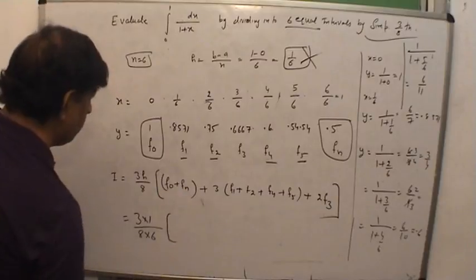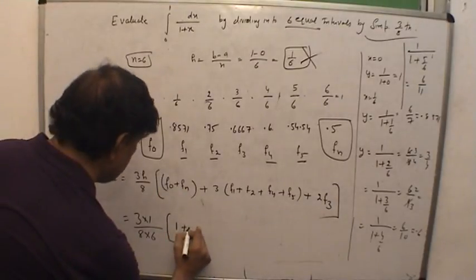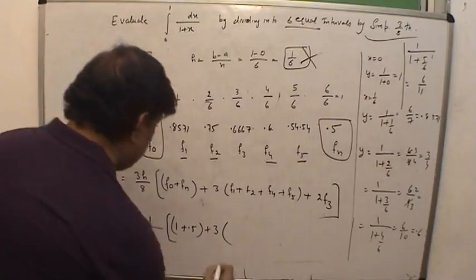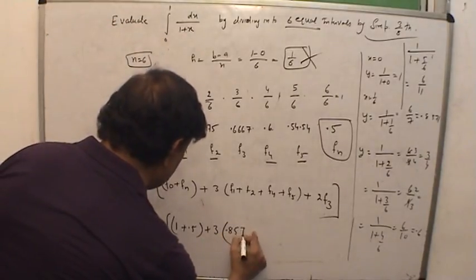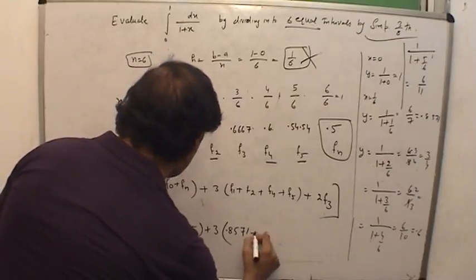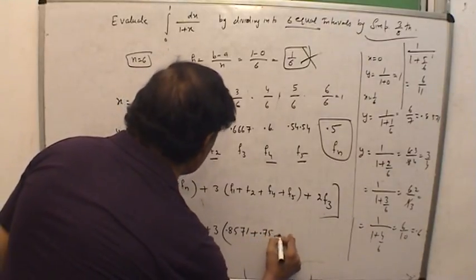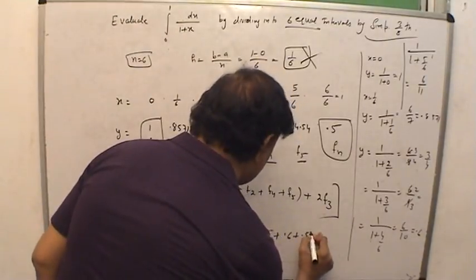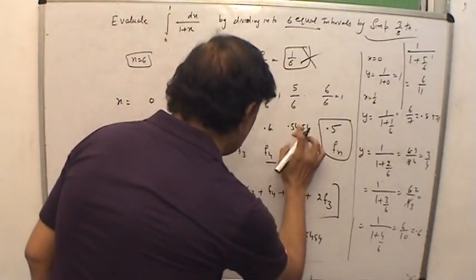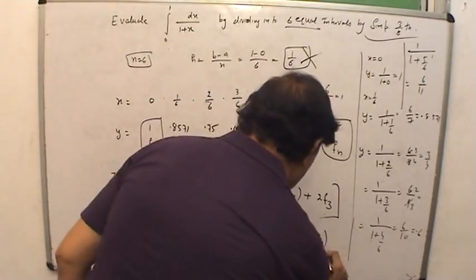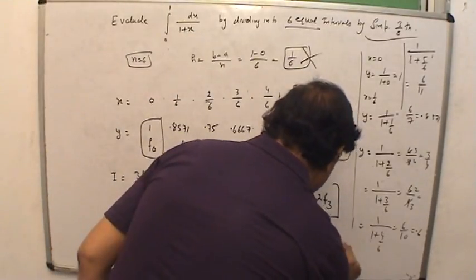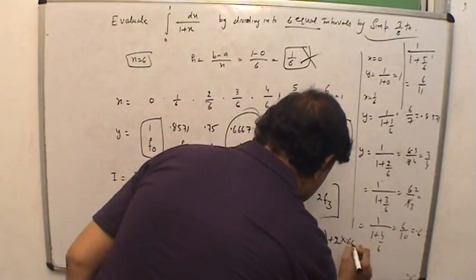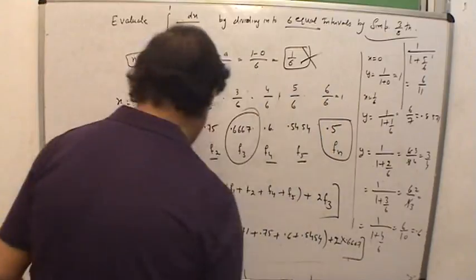That is equal to F0 plus F6, that is 1 plus 0.5, plus 3 times F1, F2, F4, F5: 0.8571 plus 0.75 plus 0.6 plus 0.5454, plus 2 times of F3. Here F3 is 0.6667. Now we can calculate it.